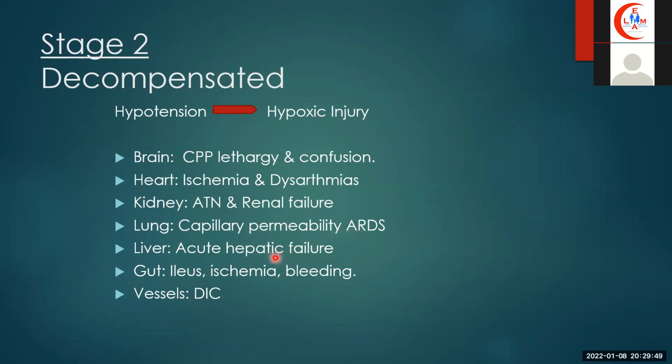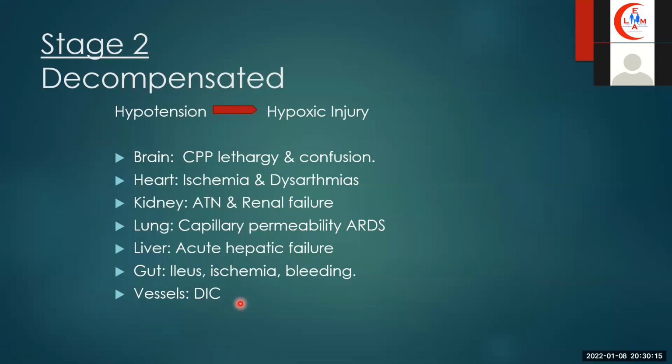For the liver, also, there is hypoxic damage to the liver. The liver function tests will be high, and the patient might end up in hepatic failure. For the bowels: ileus, ischemia, bleeding, and as we mentioned, the patient might end up in disseminated intravascular coagulation.